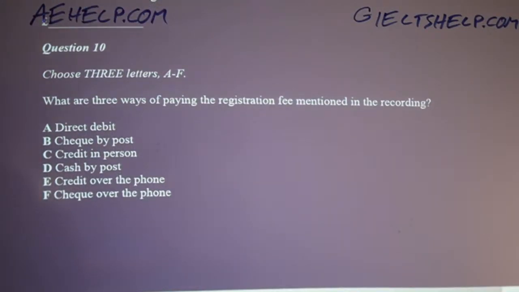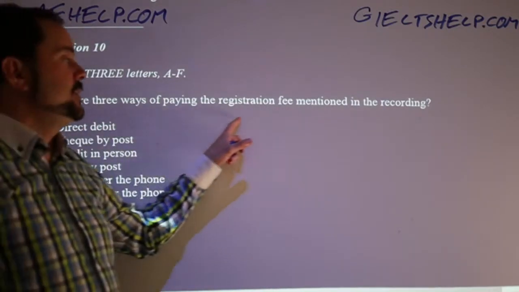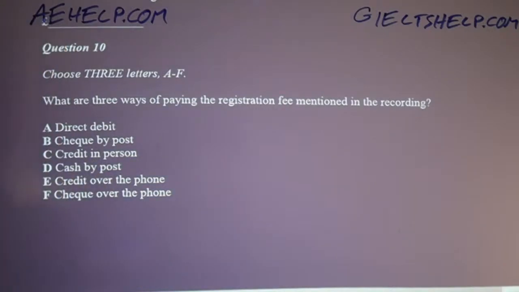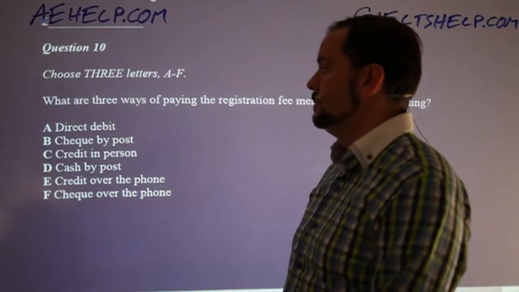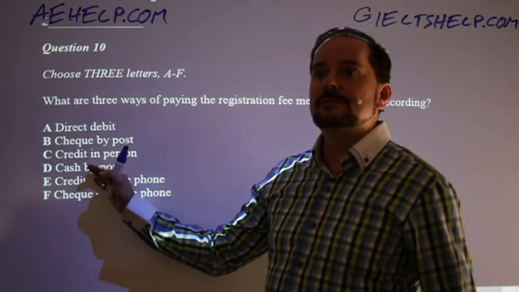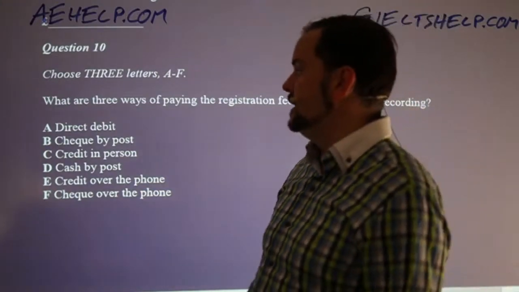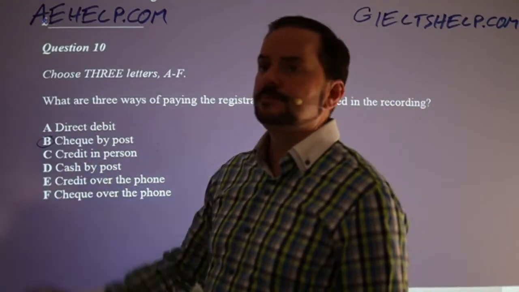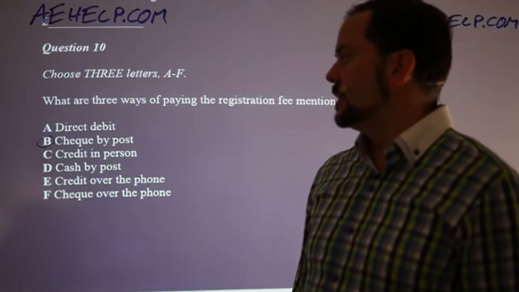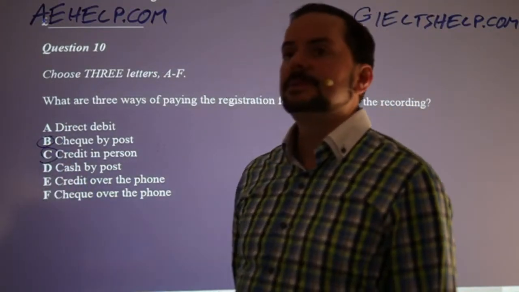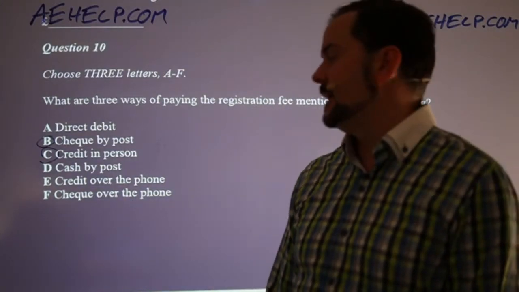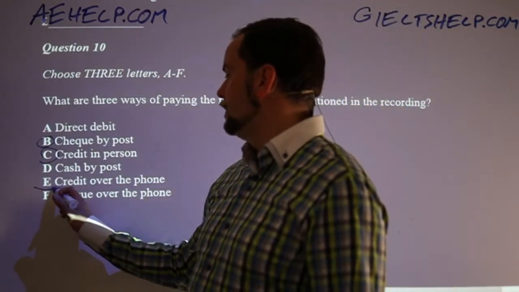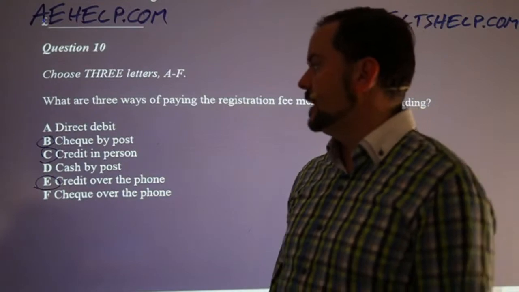And then the multiple choice. This is where you can take some notes and use your logic. What are 3 ways of paying the registration fee mentioned in the recording? So the administrator says, well, you can pay the £50 in a few different ways. What are the 3 different ways? So Ayesh says it's B, check by post, as well as C, credit in person. And D, Ayesha, no, you should never send money in the post. That's a really bad idea. Credit over the phone? Yeah, that looks okay.